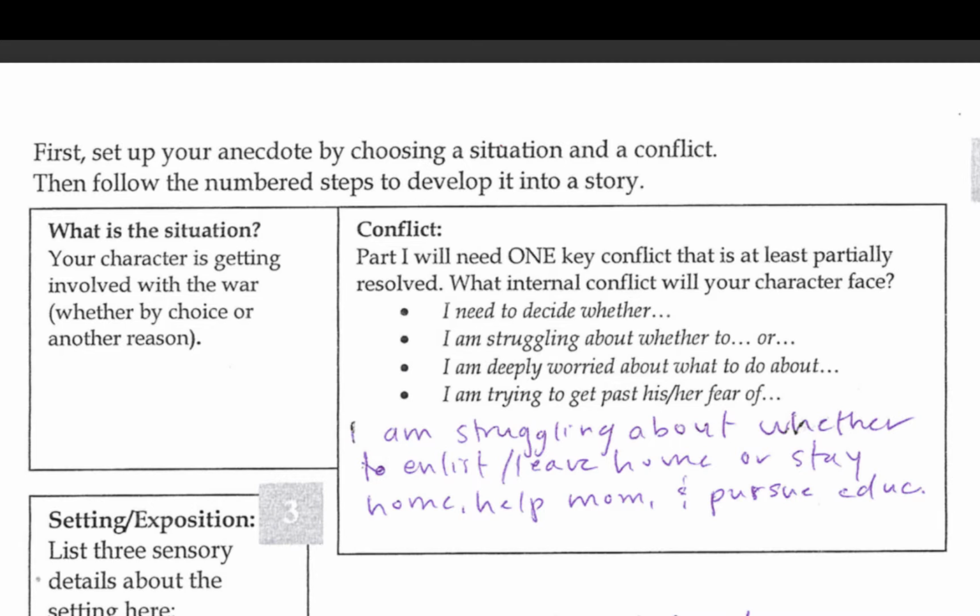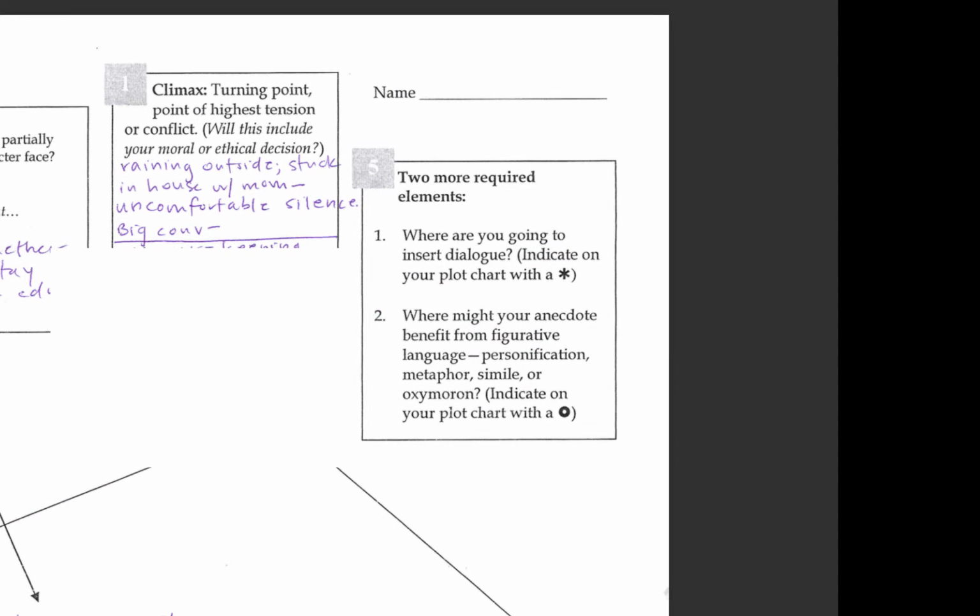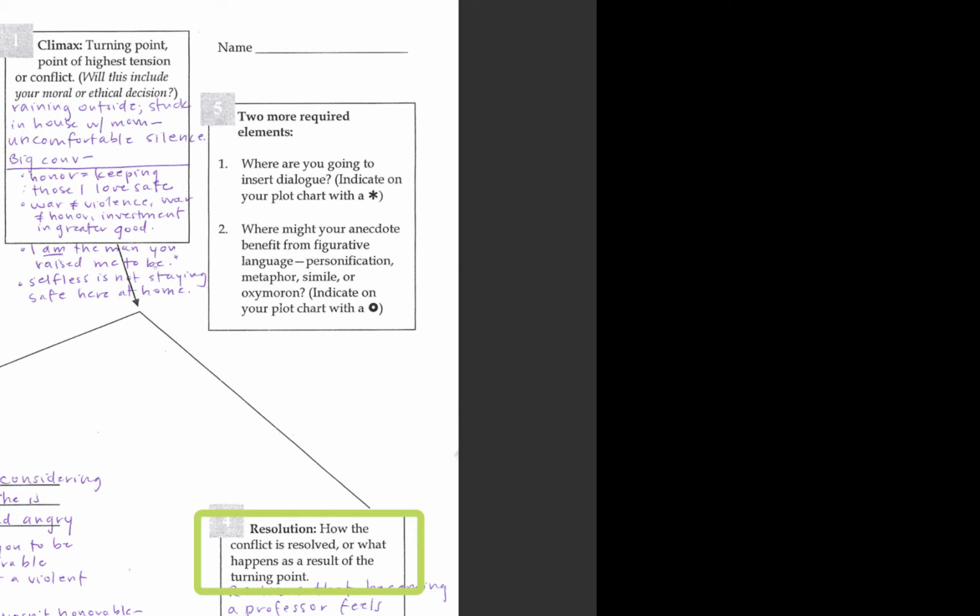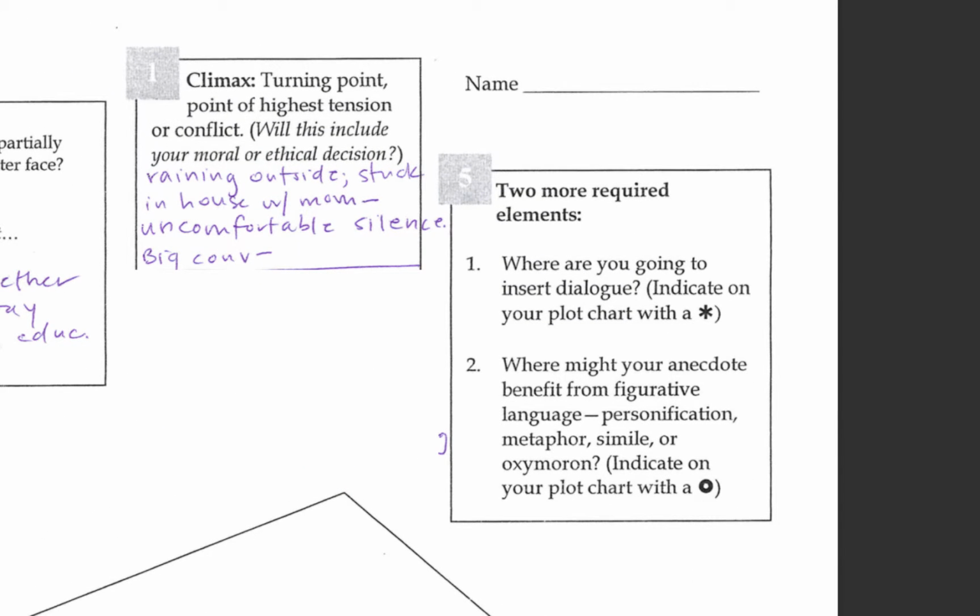So knowing that conflict, now I'm going to turn to step one, which is actually the climax. Where is there going to be a turning point for my character? And I know that my resolution has to be that my character decides to get involved with the war because that's what's going to motivate the rest of the story. So what is the climax where these two different forces that I'm struggling between are going to come head to head and I'm going to make a decision?